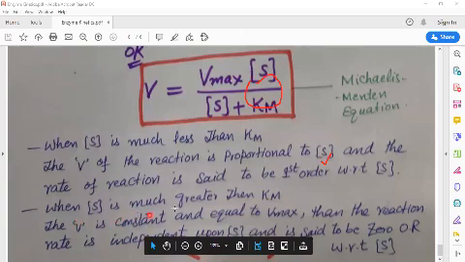When the substrate concentration is much greater than the Km, the velocity or the rate of reaction is constant and equal to Vmax, the maximum velocity. Then the reaction rate is independent of the substrate concentration and is said to be zero order with respect to substrate concentration. It means when the substrate concentration is much greater than Km, the rate is independent of the substrate concentration anymore. Then this is called the zero order reaction.